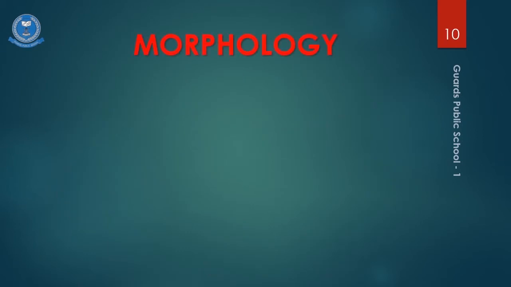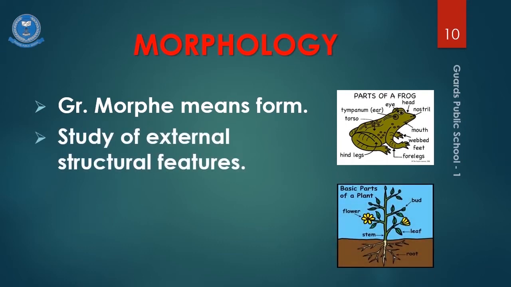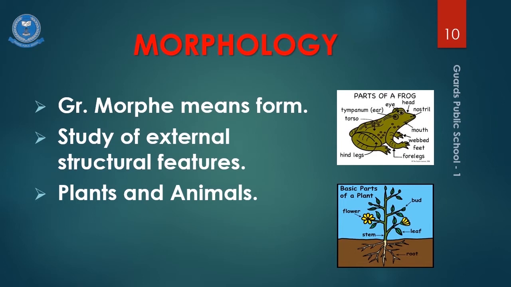Morphology. In Greek, morph means form. This branch of biology deals with the study of external structural characteristics of plants and animals and with relationships between their structures. Students, this term is also used to refer to the physical appearance, or you can say external structure, which is quite visible, that is the size, shape, color and texture of any animal or plant.